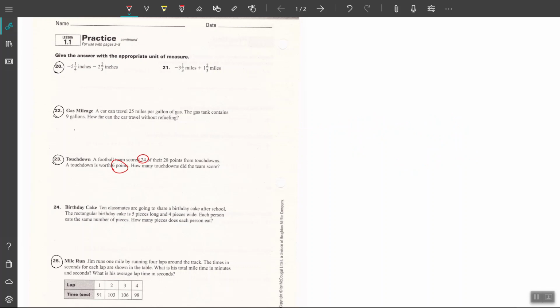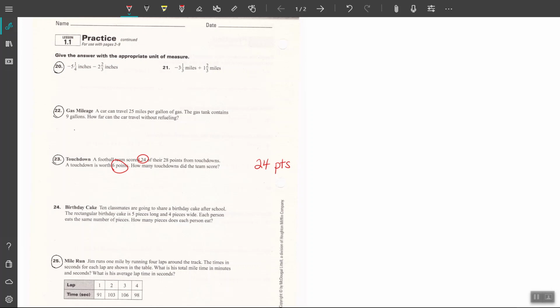Again, though, let me show you how those unit rates work with this, because as we get more complicated with these algebra problems, it'll become necessary for you to use the unit rates. So we start out with 24 points, because that's the number that were assigned from touchdowns.